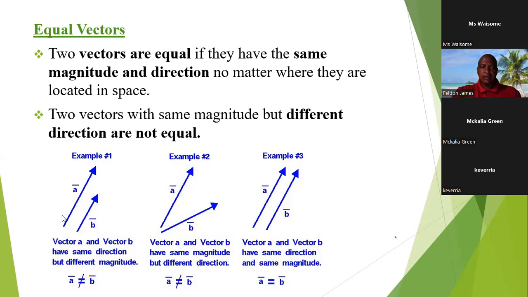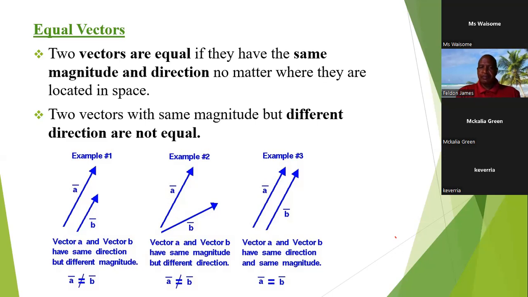Now, example 1. What would example 1 give you an example of? Would it be equal vectors? They're both parallel. Right, so example 1 would be parallel vectors. But they are not equal in length, so they are not equal. Example 2 would give you what kind of example? They have the same length, but they don't have the same direction. They are non-parallel. So these are not equal.